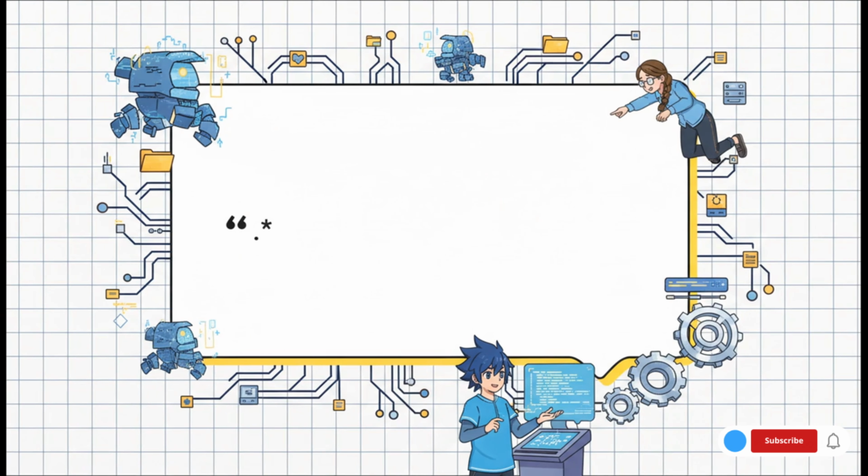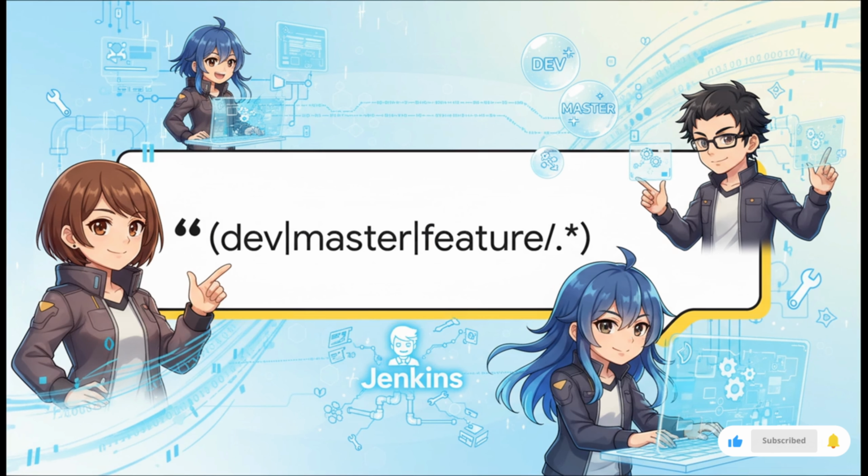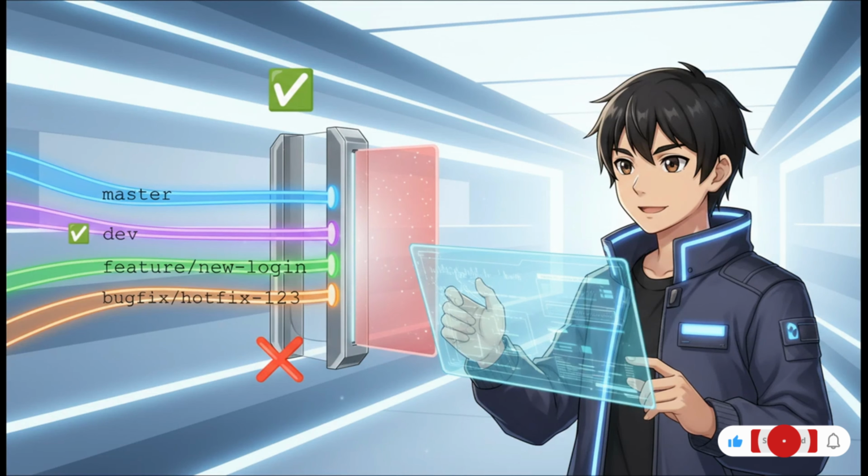By default, Jenkins uses this little regular expression, .*. If you're familiar with regex, you know that basically means match anything and everything. So out of the box, it's going to find and try to build every single branch in your repo. But we can get way smarter. By changing that filter to a more specific Java regular expression like this one, we're giving Jenkins new instructions. We're telling it, hey, I only want you to pay attention to branches named dev, master, or any branch that starts with feature/.